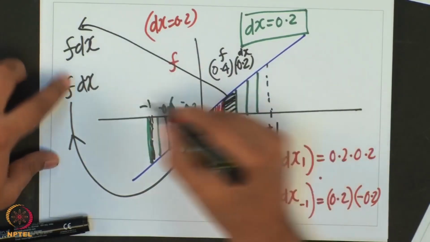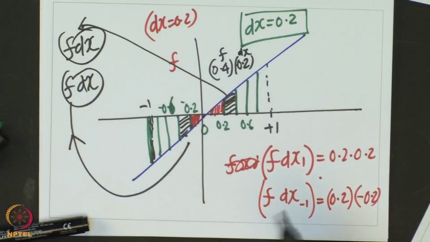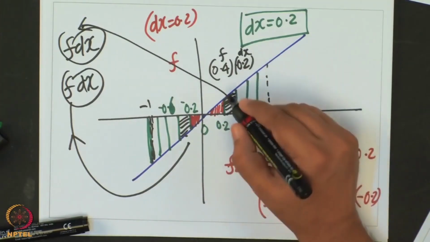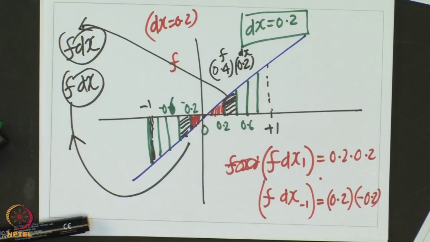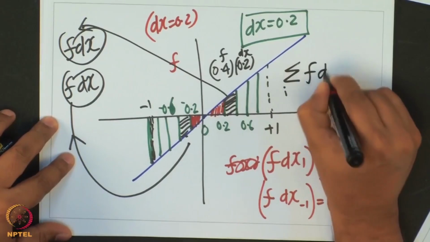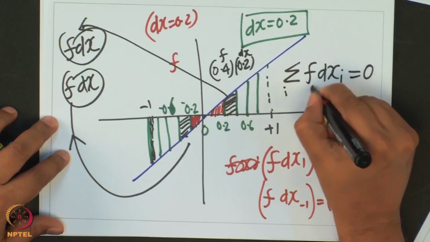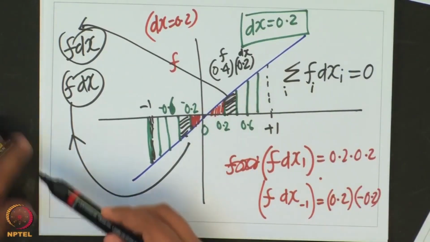Because f is positive here and f is negative here, these two areas will cancel out each other. Similarly, if I take small areas, since this is symmetric on either side, for every positive signed area there is also a negative signed area. So if I do the sum over i of fi dxi, I would get 0. In other words, let me summarize the same thing in a different way. What we want is the integral of f dx.